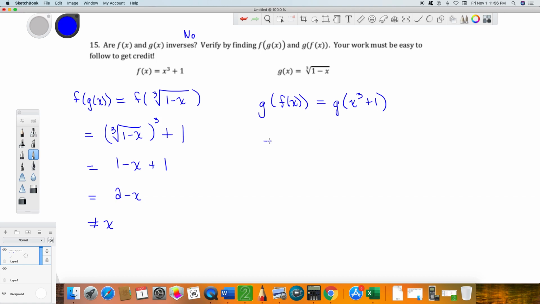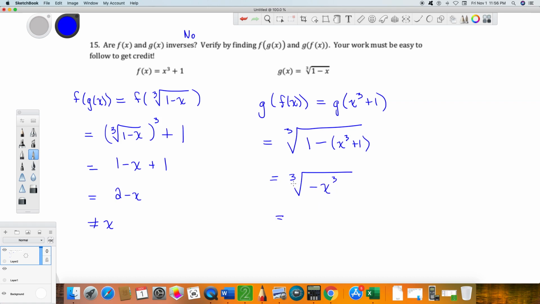So g will take the cube root of 1 minus the input. Now, since I'm subtracting the whole input, not just the first term, I need parentheses around this. And so I have the cube root of, if I distribute that, 1 minus 1. Well, that cancels, but see, this is a negative x cubed.